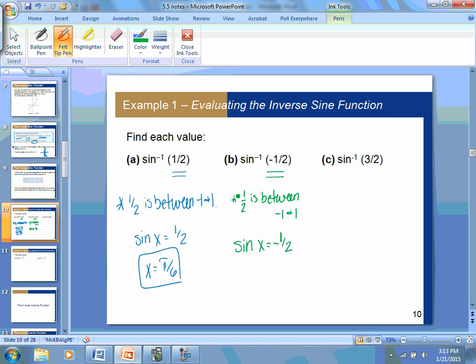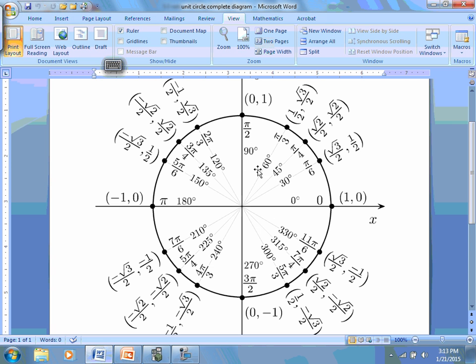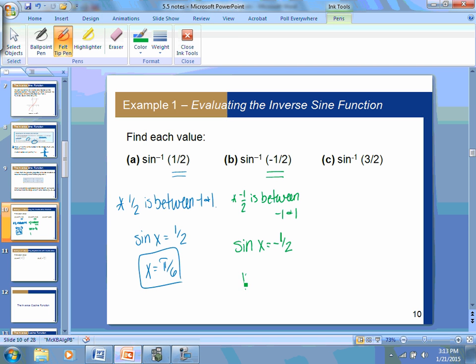Okay? So now I'm going to go to my unit circle. And remember, on the unit circle, we have to stay between pi over 2 and negative pi over 2. And now I want a sine value that is negative 1/2. So in my ordered pairs, remember the y is my sine. So negative 1/2 is right here, and that is 11 pi over 6. So that's my radian measure, 11 pi over 6. If I take the sine of 11 pi over 6, I get negative 1/2. If I take the inverse sine of negative 1/2, I get 11 pi over 6 back again.